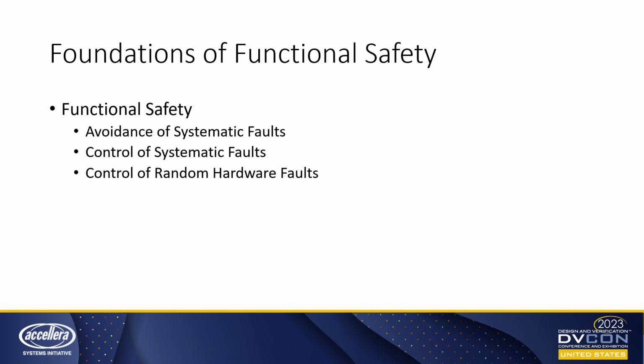ISO 26262 defines functional safety as avoidance of systematic faults and control of systematic fault conditions and control of random hardware faults. So this is for the assurance of functional safety. We have to control and/or avoid these kinds of faults.